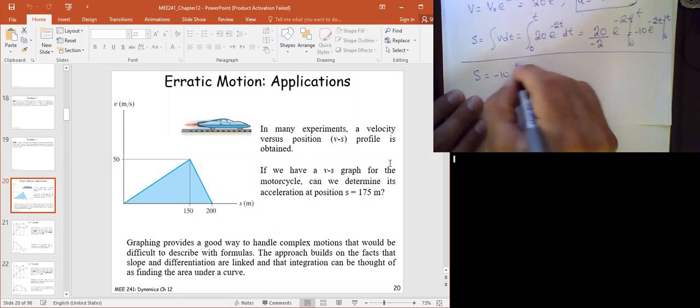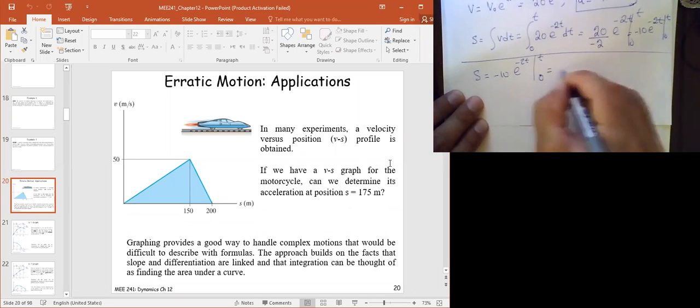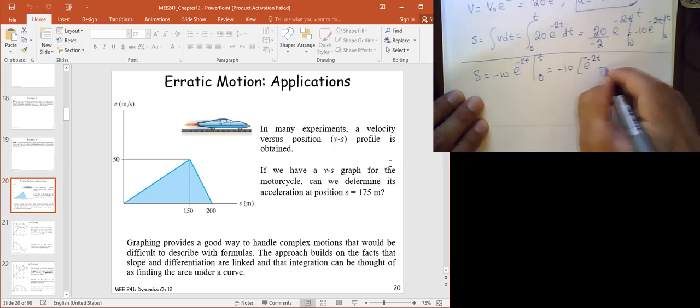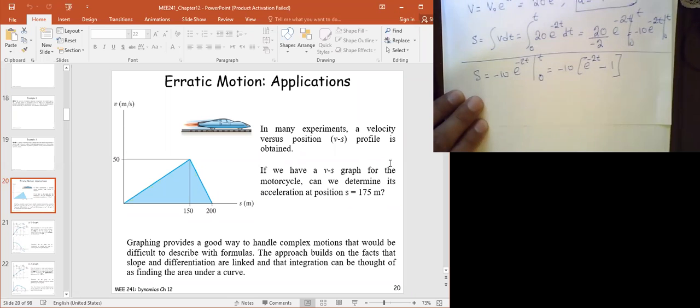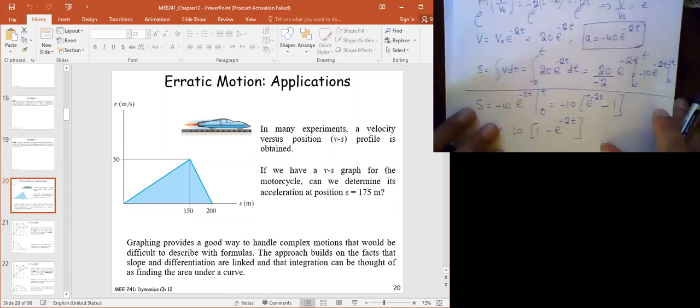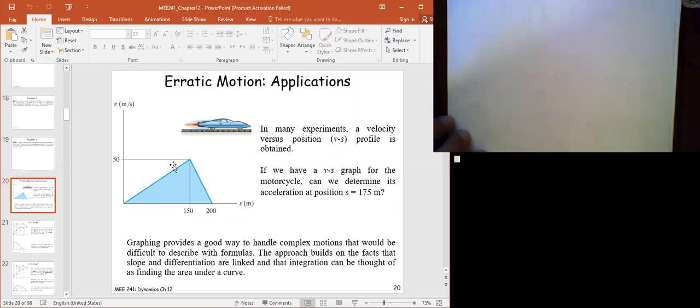So minus 10 e minus 2t, right? So this guy is t and then 0, right? Which is equal to minus 10 e minus 2t, right? Minus 1, right? So if you multiply this by minus, it's going to be 10 times 1 minus e minus 2t, right? So we want to make sure you evaluate that properly, right? Okay, very good. So let's continue with our discussion on this.